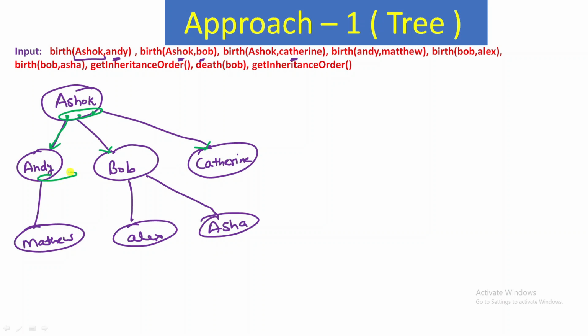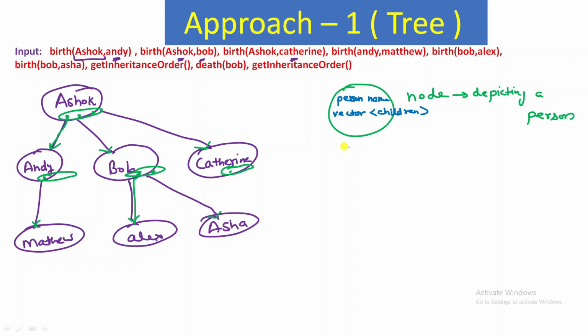So again, in this Andy node also there will be a vector, and there is only one child. So basically the address of this Matthew node will be stored inside this, right? Again, Bob has two children, so there will be a vector and it will have two children, this one and this one. So this node Bob will have a vector with the addresses of node Alex and node Asha. So these nodes are depicting the persons, and Catherine will have a vector of children, but it will have no children, so it will basically have null in its vector of children.